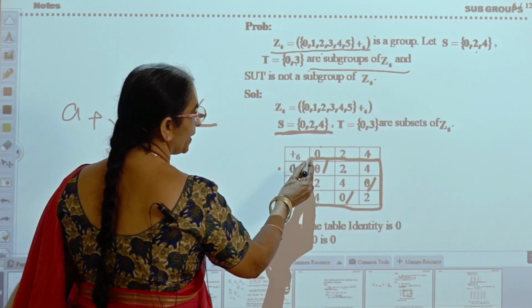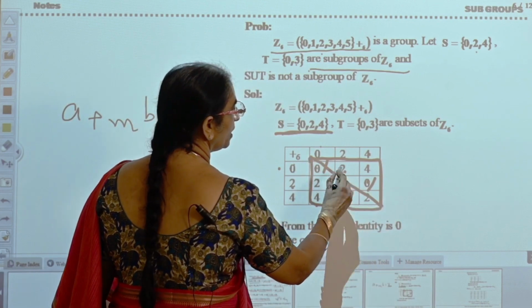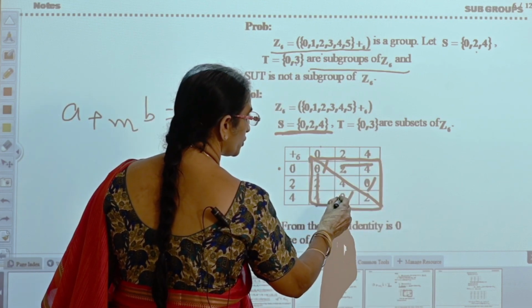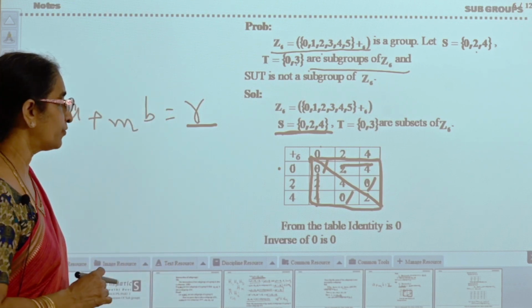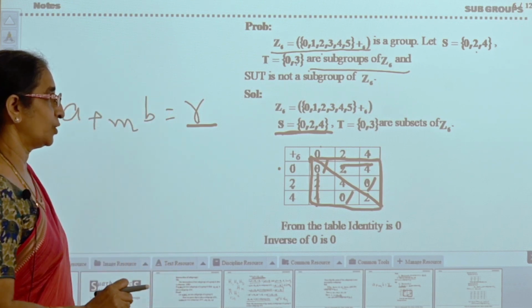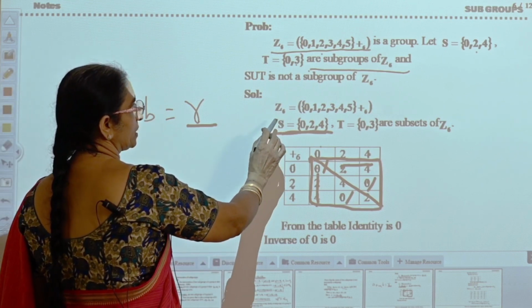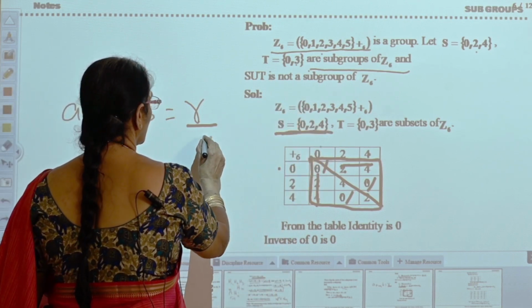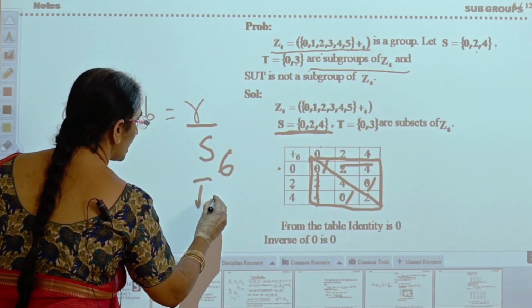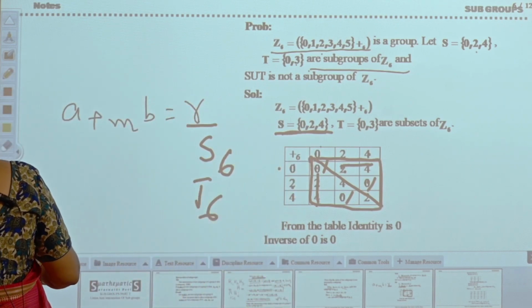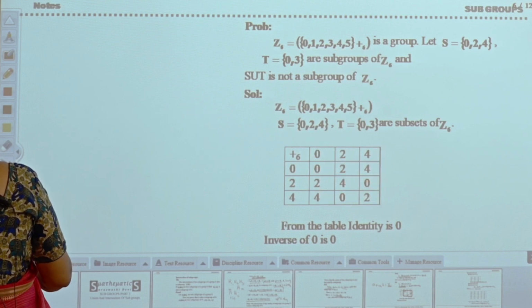And the abelian property: if you draw the principal diagonal, this is 2, 4, this is 2, 4, 0, 0. The elements are positioned symmetrically. Therefore, it is an abelian group. So S, addition modulo 6, that is S6, is a group. Similarly, T6 is also a group.